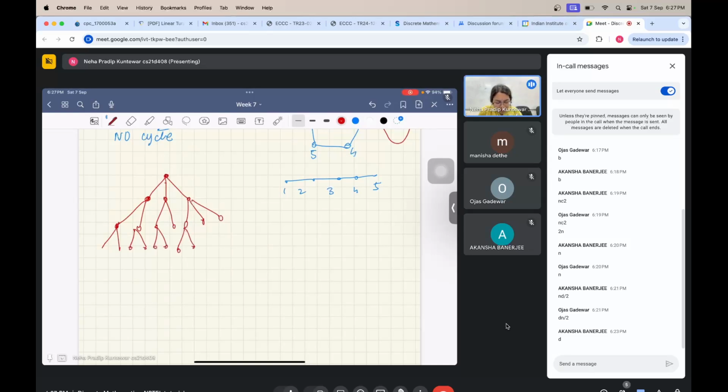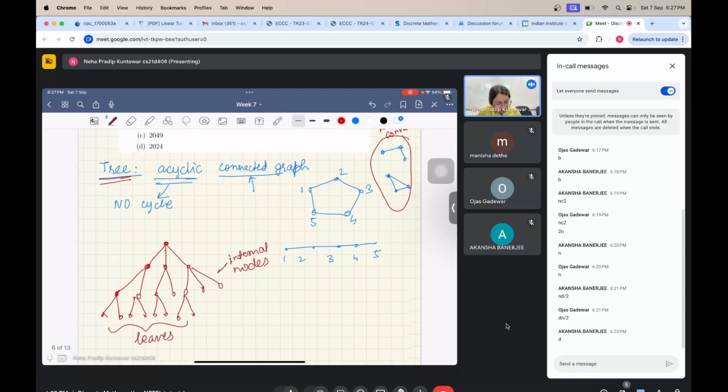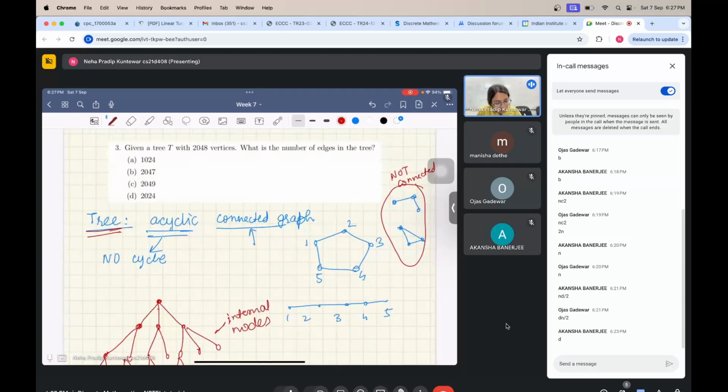And the point where you stop, the nodes that would be there, these are called the leaves, and the other nodes are called the internal nodes. So that is a tree for you. Now the question is that you have a tree with 2048 vertices. What can you say about the number of edges in it?